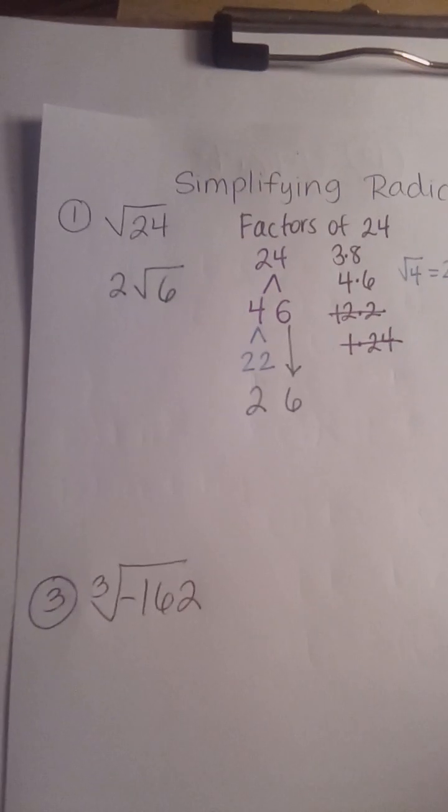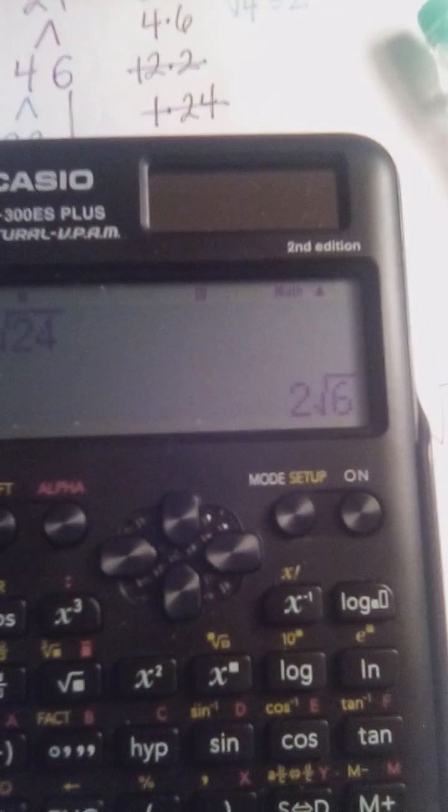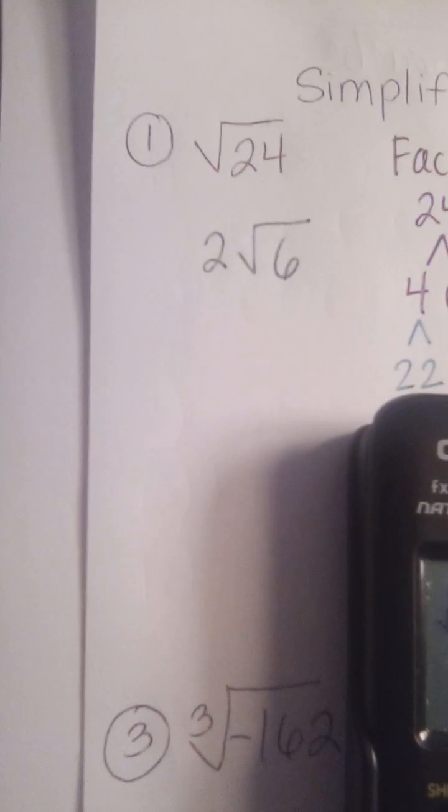You want to check that out on your calculator, make sure? You can use any graphing calculator or a scientific calculator to make sure you got the answer correctly. I hope you can see this. Square root of 24. 2 and 6. 2 square root of 6. Does it match? Yes. So that is our final answer.